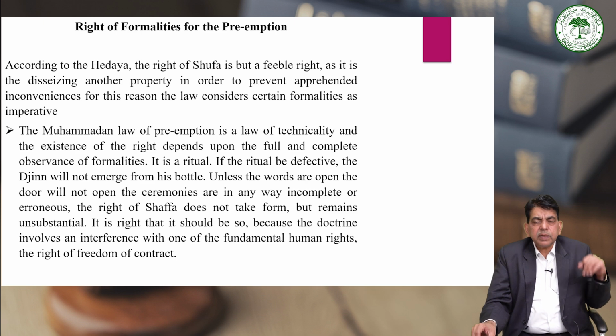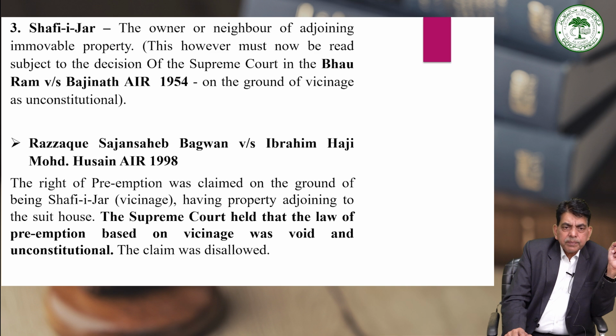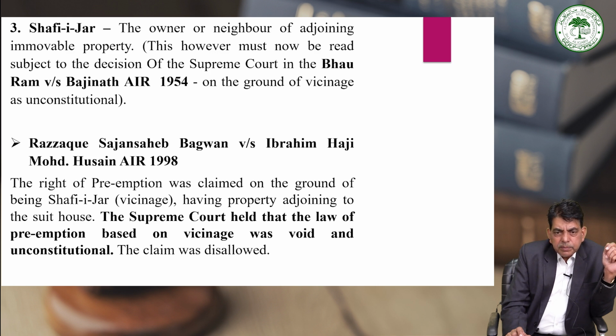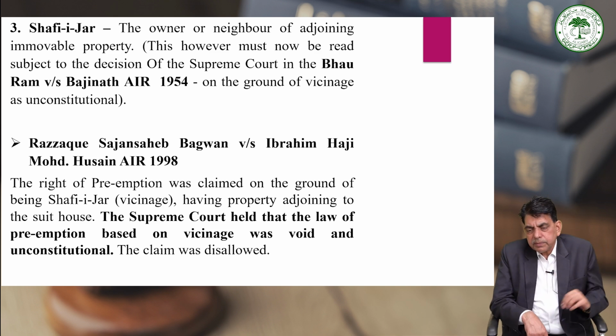It has been held by the Supreme Court in a case, Abdul Razak Sajan Bagwan versus Ibrahim Haji Muhammad. In this case, the Supreme Court has held that the right of preemption can be claimed on the ground of Safi Sharik or Safi Jar having property adjoining to the suit property. The Supreme Court held that law of preemption based on neighborhood was invalid and unconstitutional, and therefore simply on the ground of neighborhood one cannot claim the right of preemption.